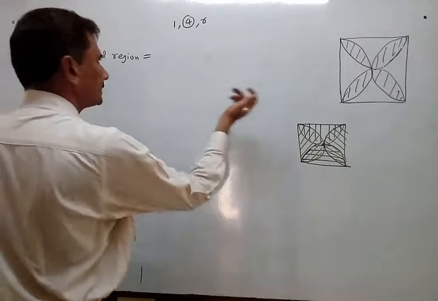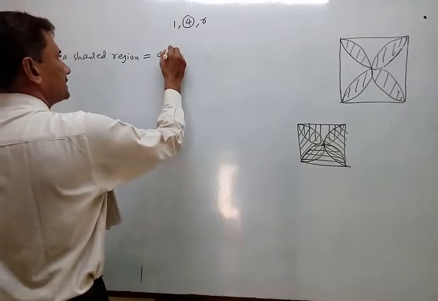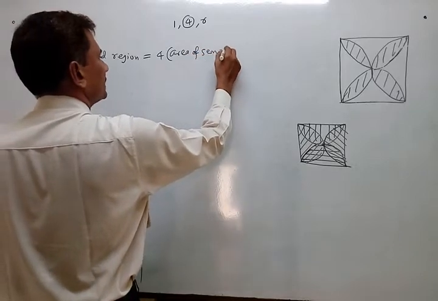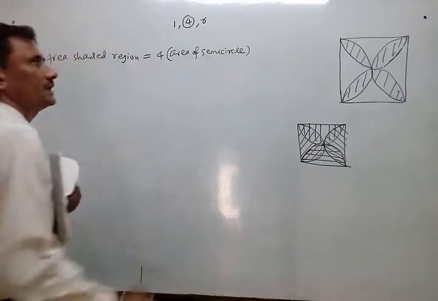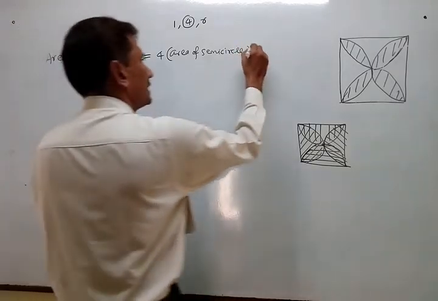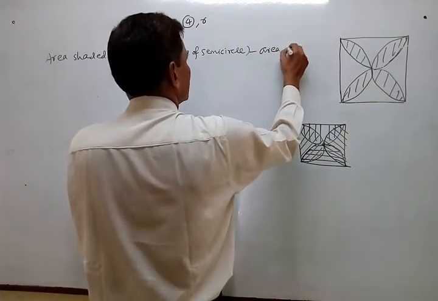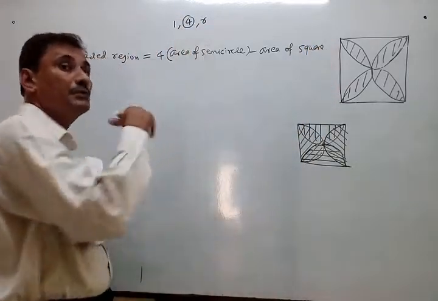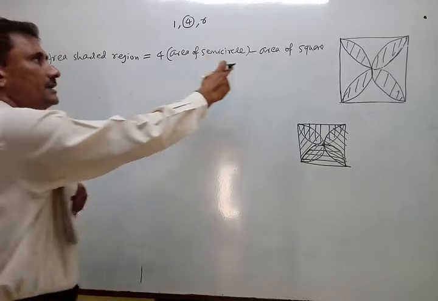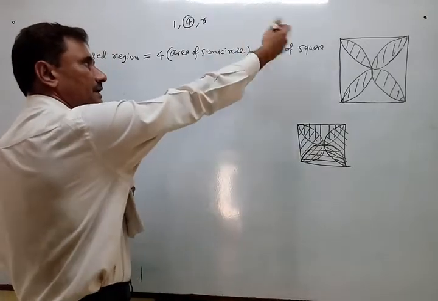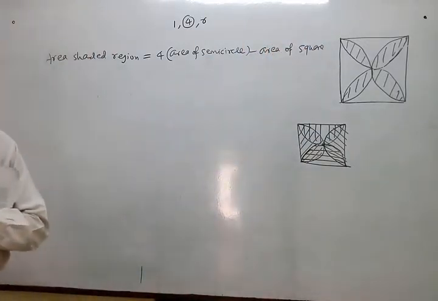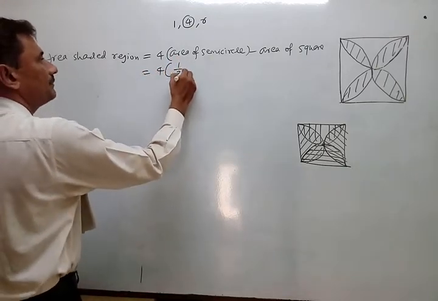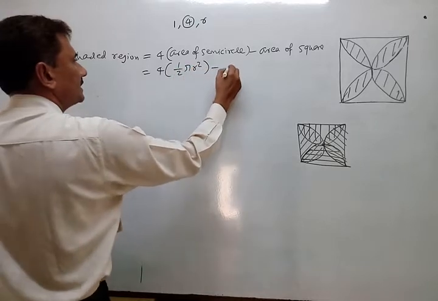Now, 4 times the area of semicircle, I already explained it. 4 times area of semicircle minus area of square. Square is at last, not at starting, because 4 times semicircle will be more than the square. That's why we do not take the whole figure first. It will be at last. Okay. Now just place values: 4 into half pi r square minus L square.